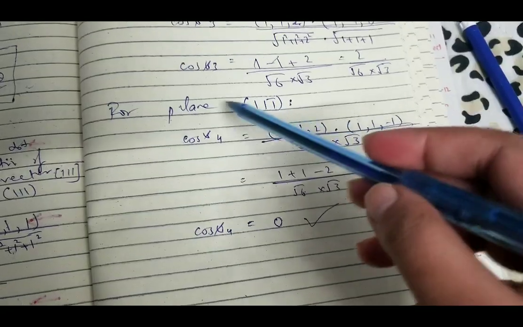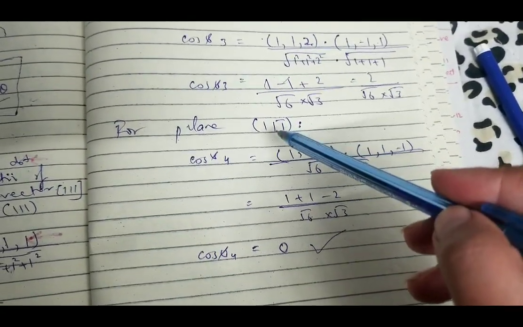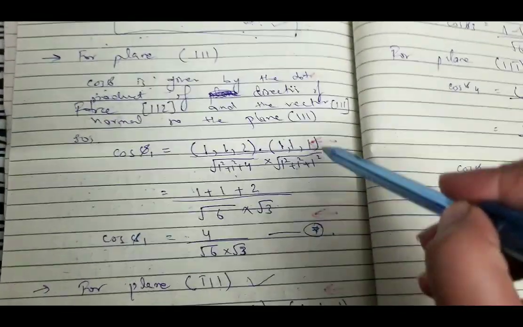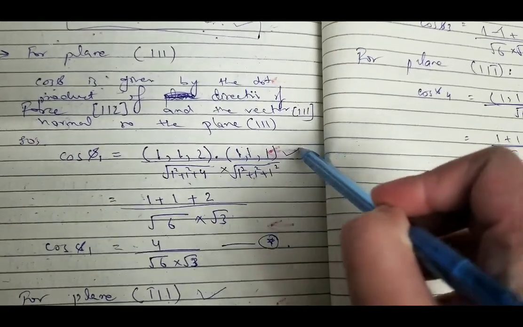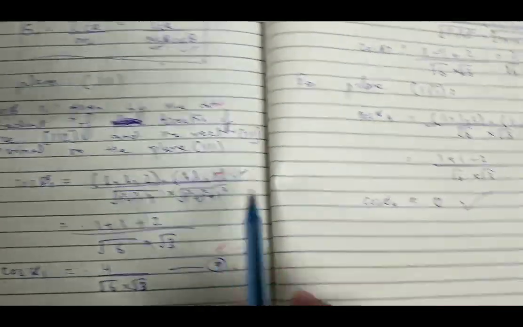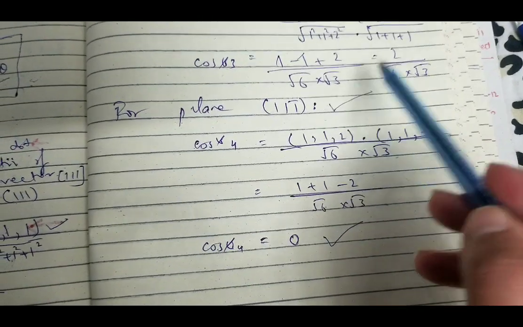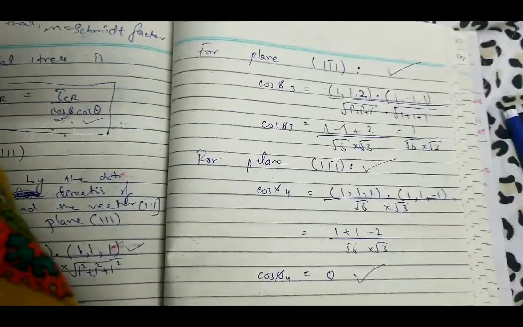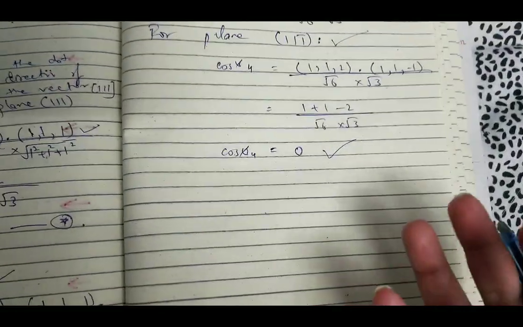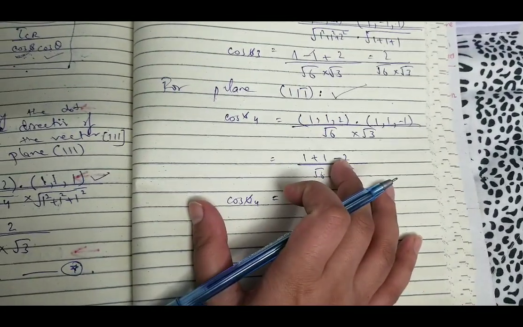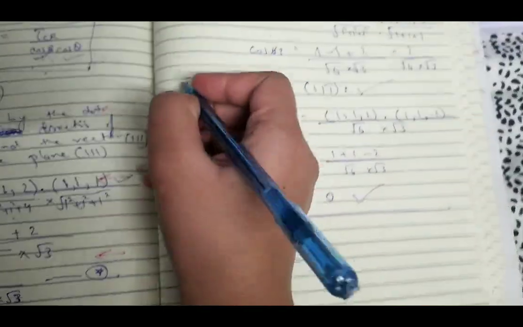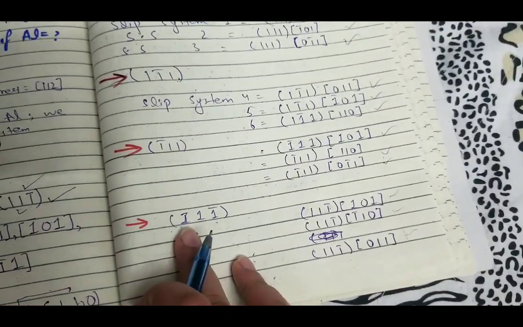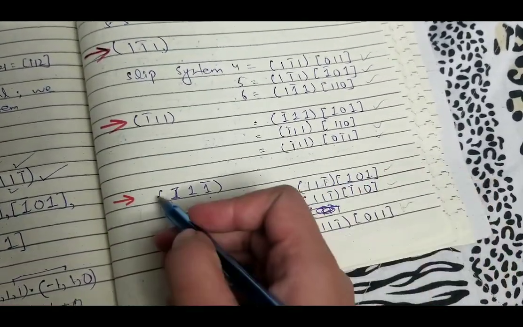So we'll neglect this one plane further on, and the rest of the calculation will be done for these three planes. We'll consider these three slip systems, and this slip system will be neglected further on because cos phi is 0 for them, and it is not worth proceeding with it. So we are not considering the slip system that contains the plane 1 1 1 bar.